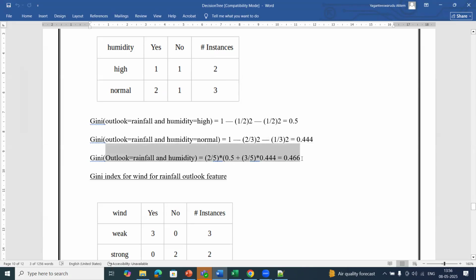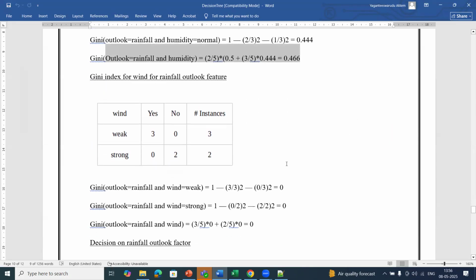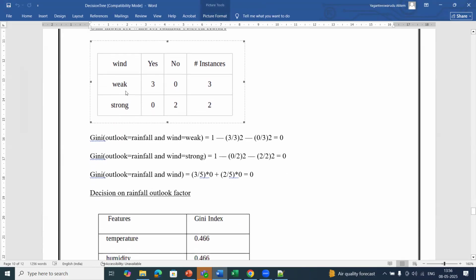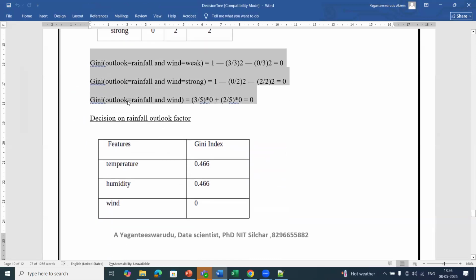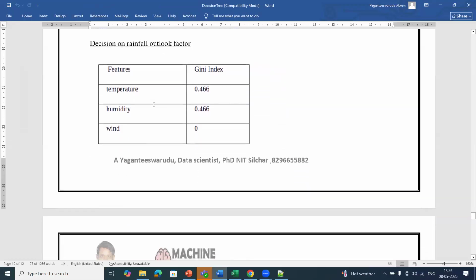And calculate the combined gain index for humidity. And for the gain index for wind: weak has three instances, strong has two instances. (1 minus (3/3)^2 minus (0/3)^2), (1 minus (0/2)^2 minus (2/2)^2). That is the combined gain index for the outlook, rainfall and wind. So temperature is 0.466, humidity is 0.466, and wind is 0.